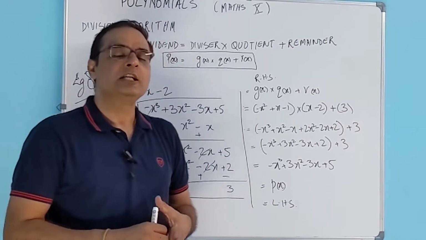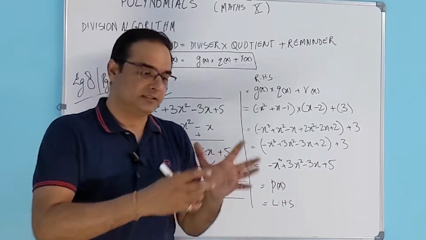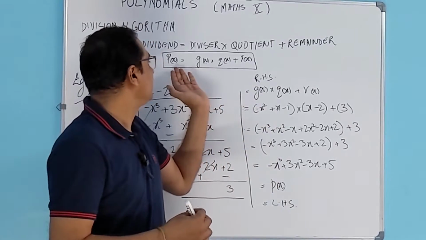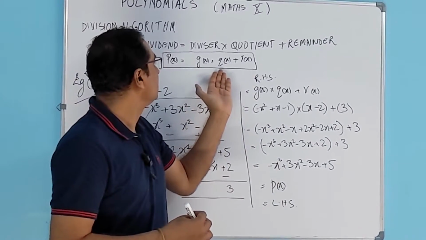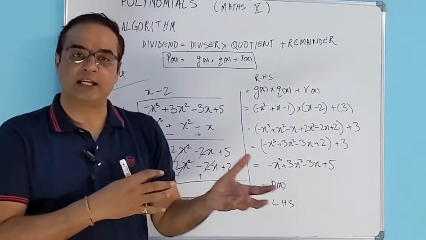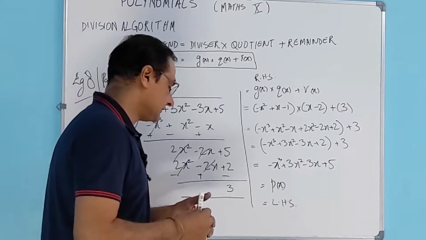How can we do that? First of all, we are going to divide the polynomial by the divisor, and then based on the quotient and the remainder we are left with, we are going to write that in the division algorithm expression, and then we are going to prove that it holds true. So let's see how we can do that.